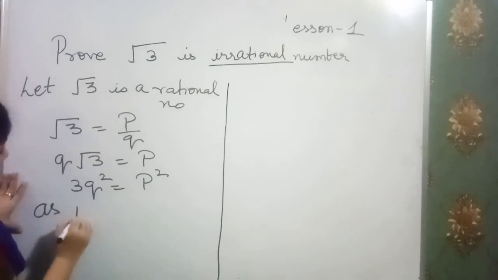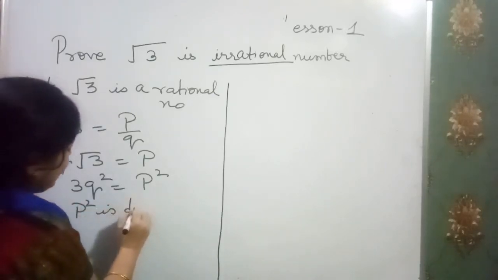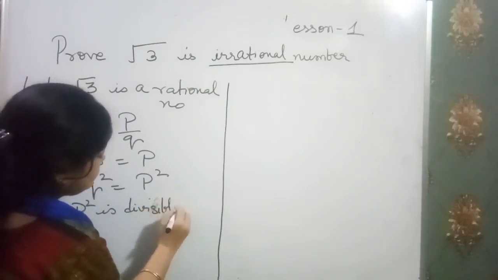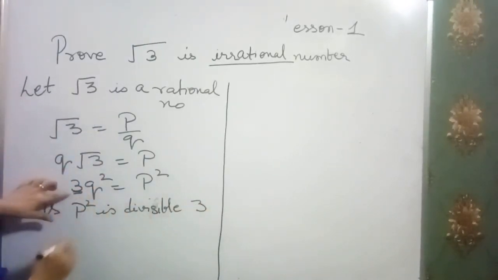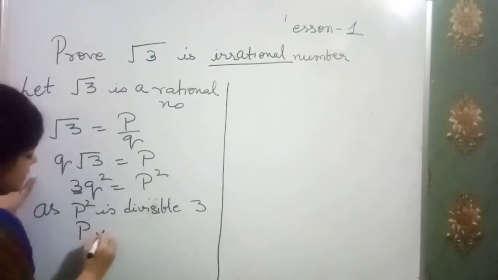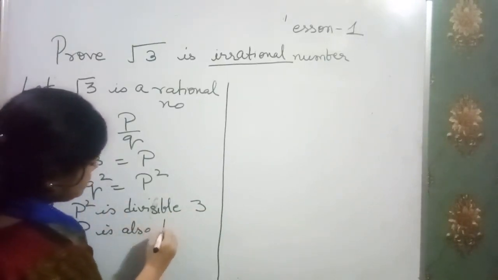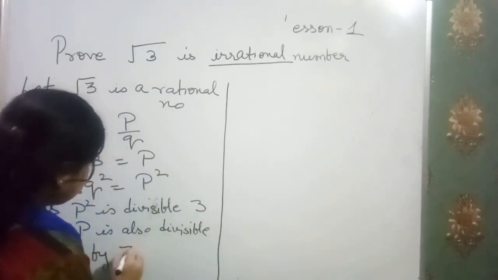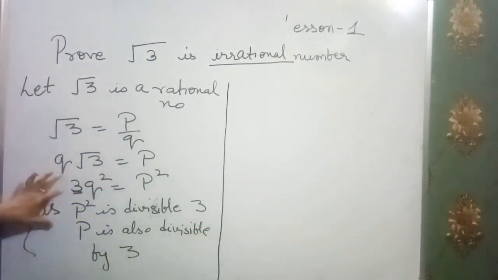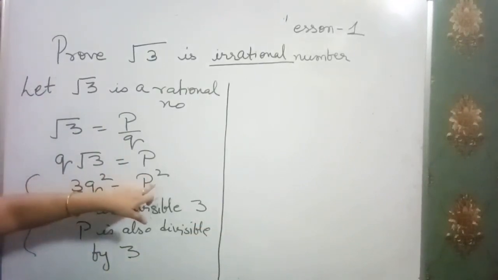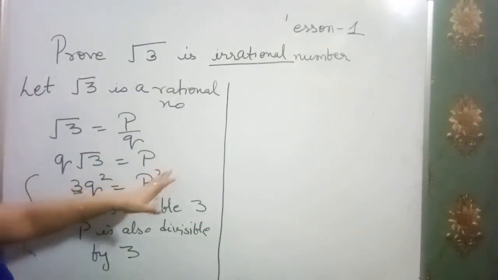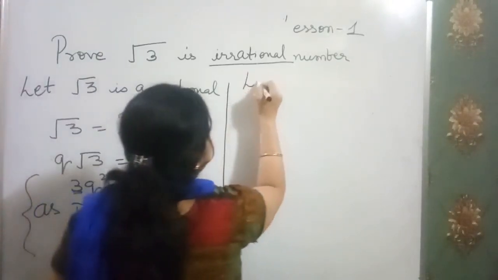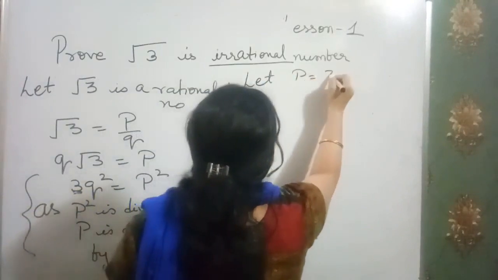So as p square is divisible by 3, because it has the term 3 over here, p is also divisible by 3. Just understand it clearly. We got 3q square, so p square is divisible by 3. When p square is divisible by 3, then p is also divisible by 3. Let p be equal to 3k.